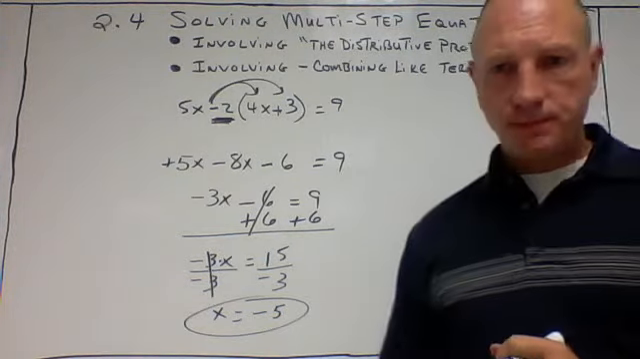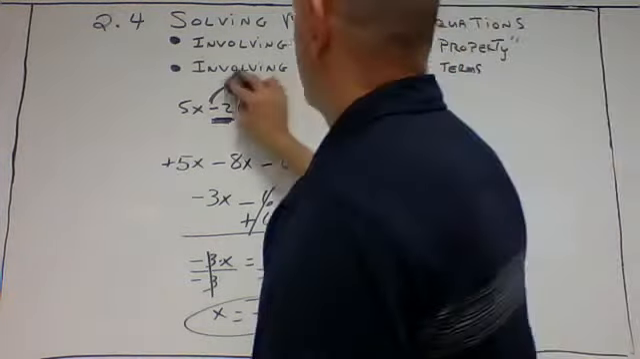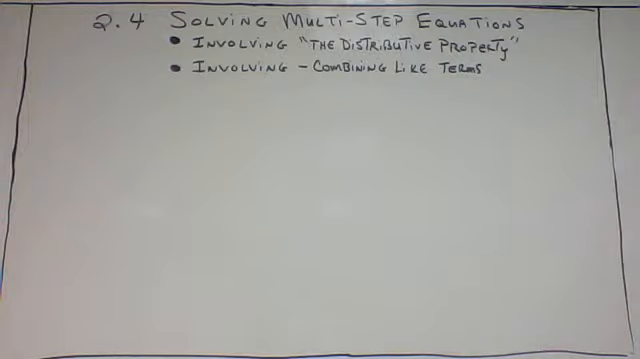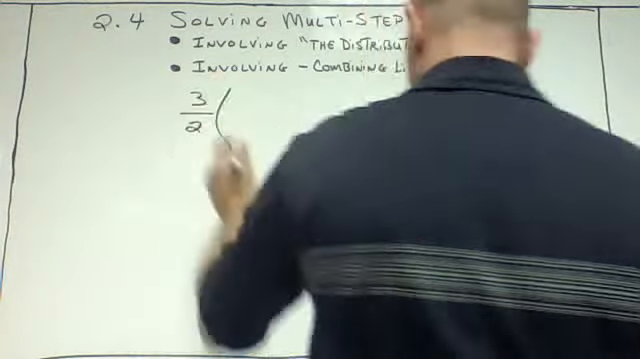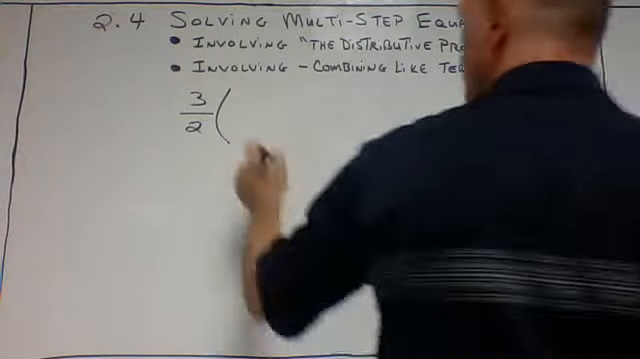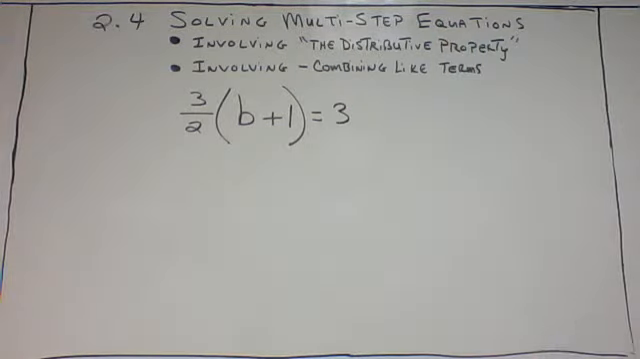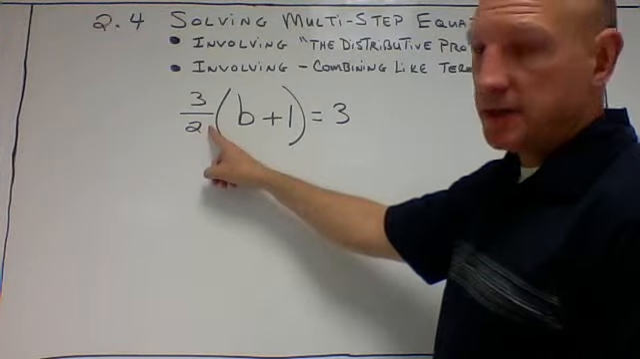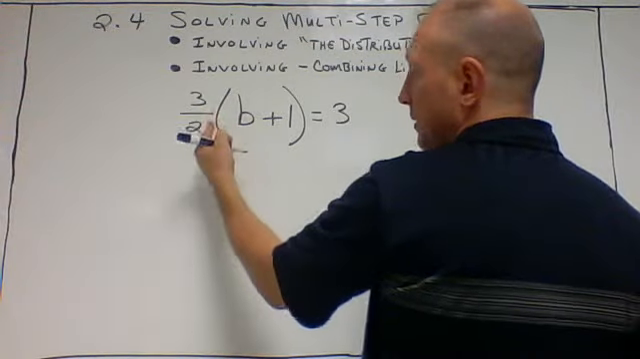Okay, what I'm going to do is pick another one out of the textbook, and this one's going to involve a fraction. Three halves (b plus 1) equals 3. Okay, so obviously, if you take a look at this number, whether it's a fraction or not doesn't matter. Take a look at this number. You can see that there's no plus or minus in between the parentheses. That means that we're going to be multiplying.